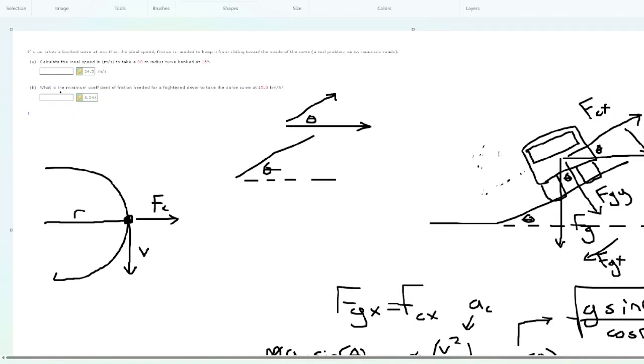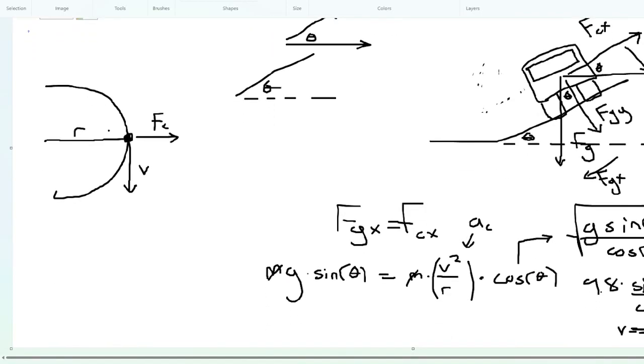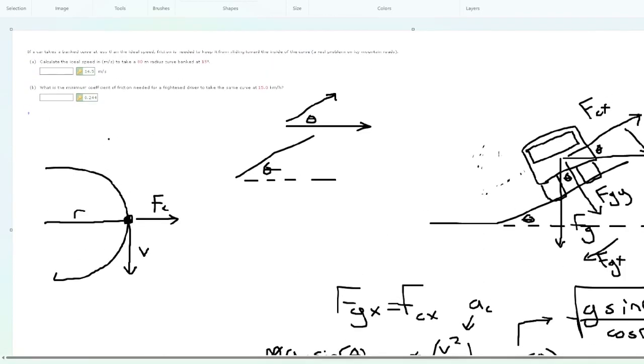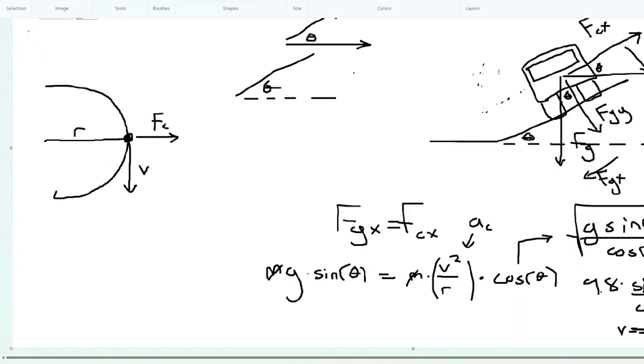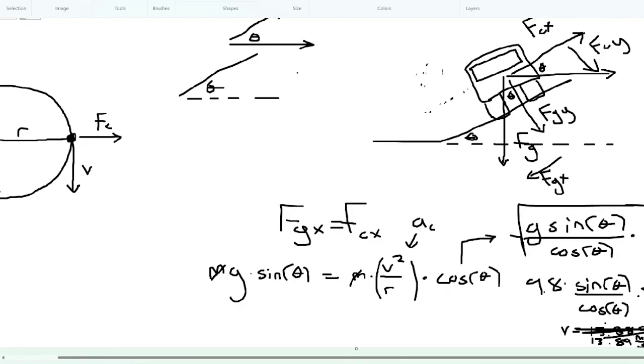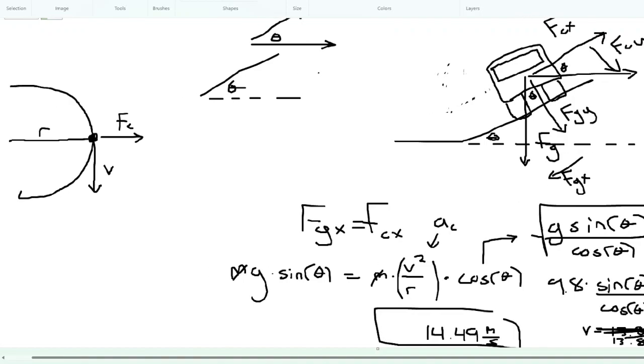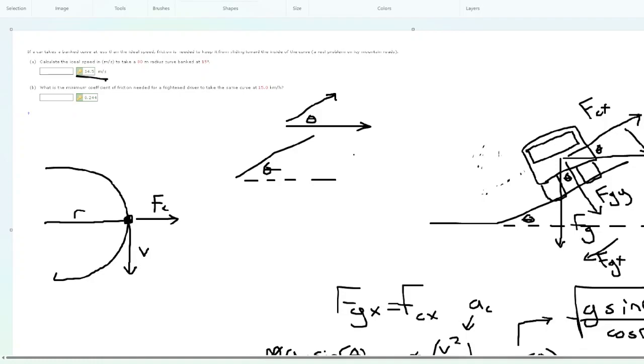Let's see if we got the right answer. You know, I'm not exactly sure what I plugged into my calculator, but this is the wrong answer. When I recalculated it, I got 14.49 meters per second, which is indeed the answer in this case.